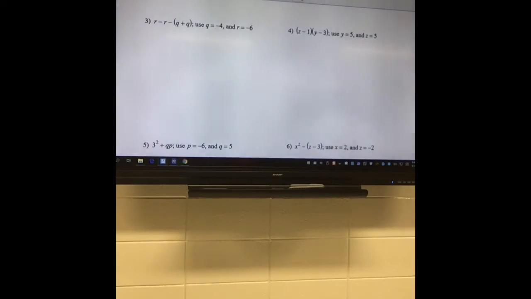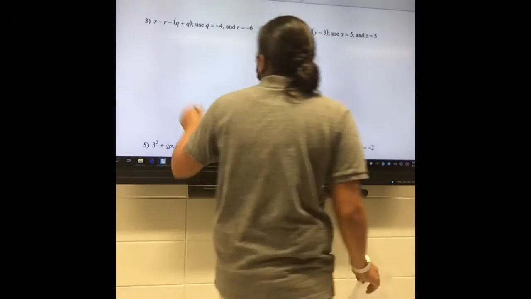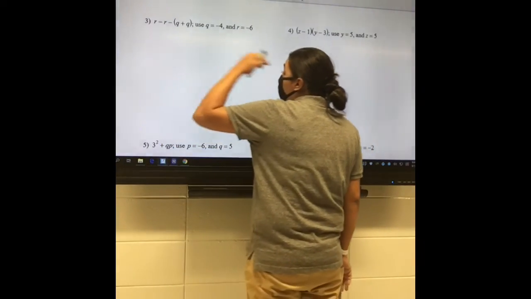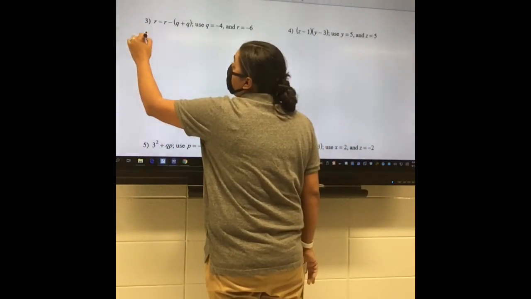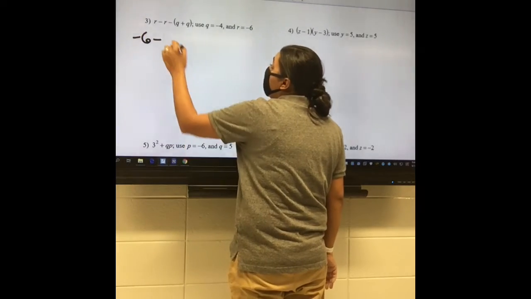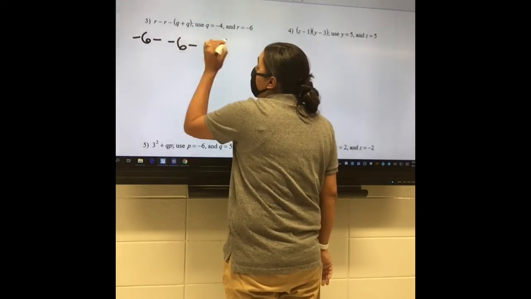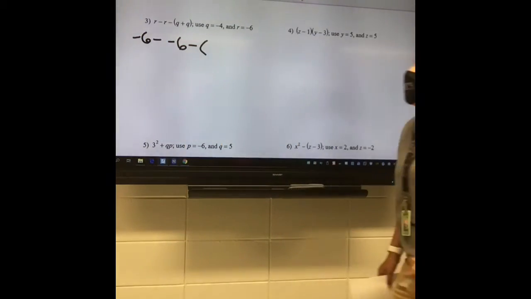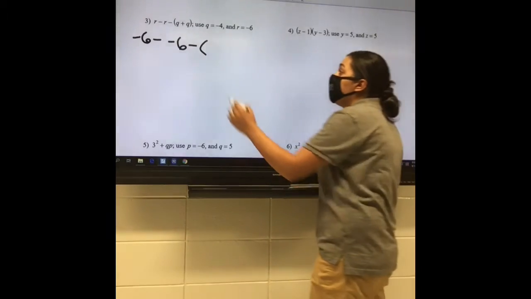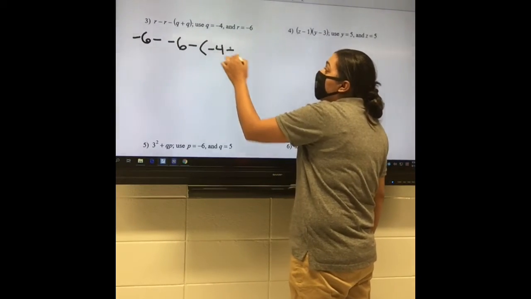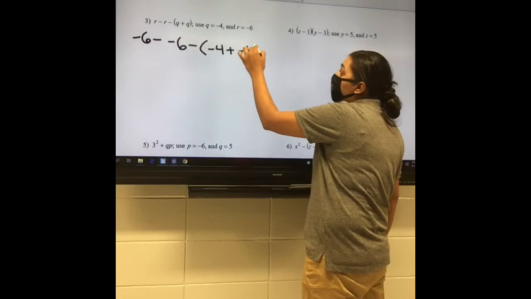Okay, 3. Same thing. Plug in the stuff where it goes. So our first one is an r. What is our r? -6. -6 minus, we have another r. So -6 minus, parentheses, we got q plus q. So -4 plus, and we have another q, -4.